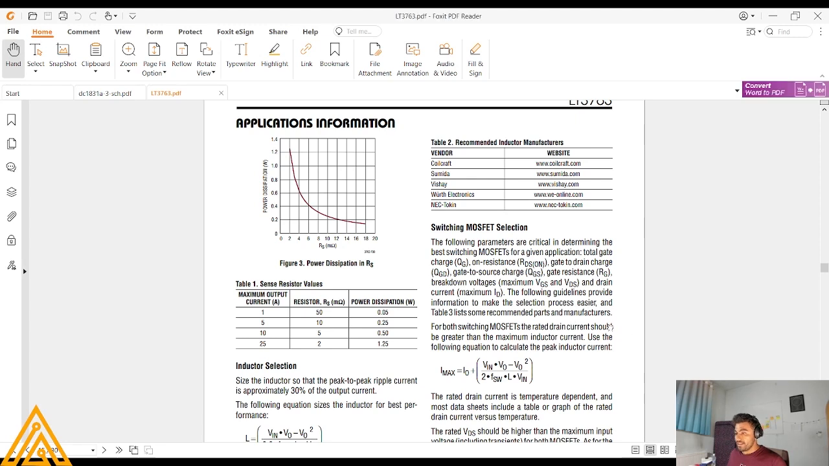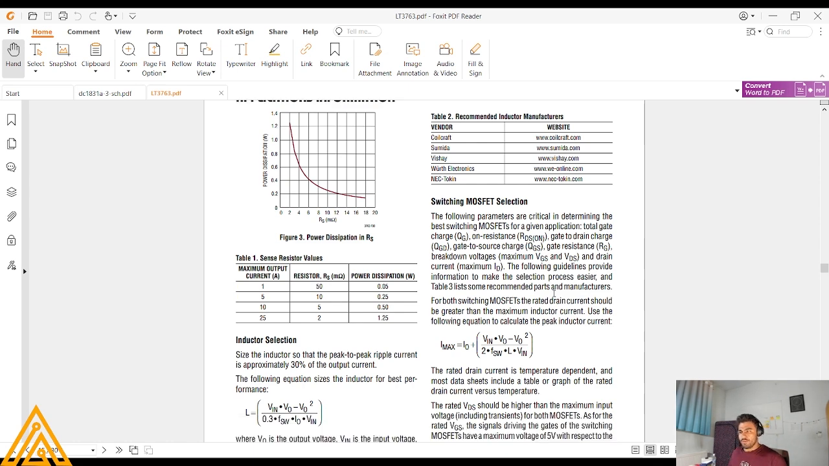The third thing that is really important is our switching MOSFET selection. Whenever you want to choose a MOSFET for our switching application, you must consider the amount of maximum current, the switching frequency, and the voltage on the gate source pin. So all of these things should be considered in order to design our circuit better.